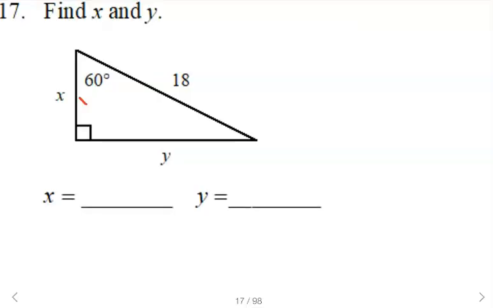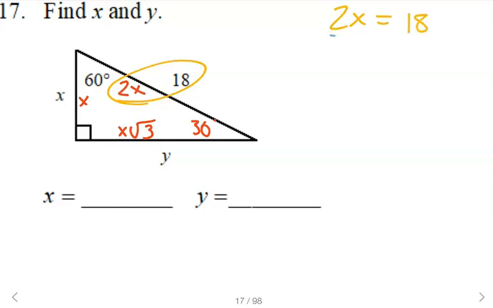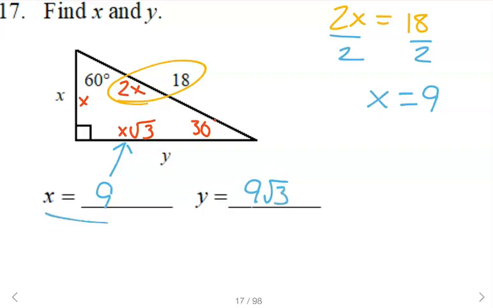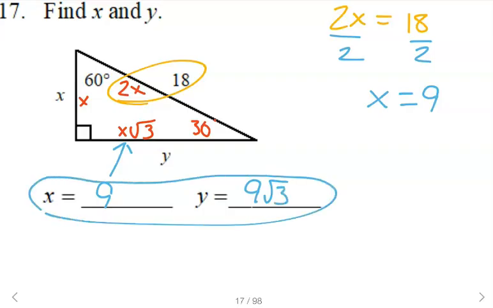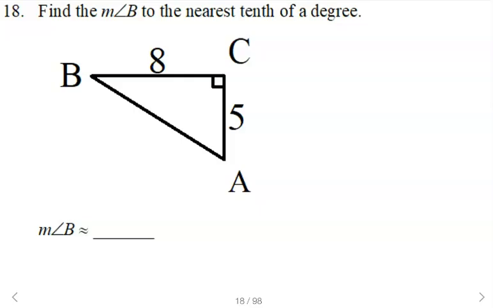Let's remember what we need on this 30, 60, 90. Across from the 30-degree angle is your short leg. Your long leg is the short leg times root 3, and then the hypotenuse is the short leg times 2. So here's where our equation can come from. 2x equals 18. Divide by 2, and x equals 9. If we plug that back in, we'll see that 9 root 3, 9 times the square root of 3, is your long leg, the value of y.